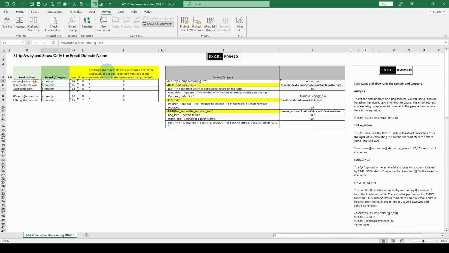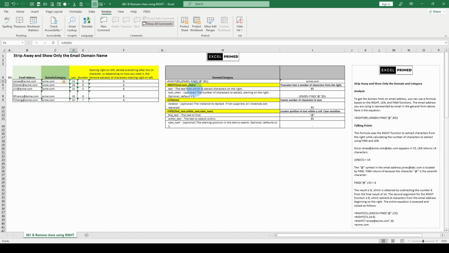Starting right to left, delete everything after, in this particular case, the 14th character, or depending on how you read it, the formula extracts 14 characters starting right to left. Is it extracting 14? Well, count. What's Acme? 1, 2, 3, 4, 5, 6, 7, 8. We're keeping 8 characters. 14 minus 6 equals 8.